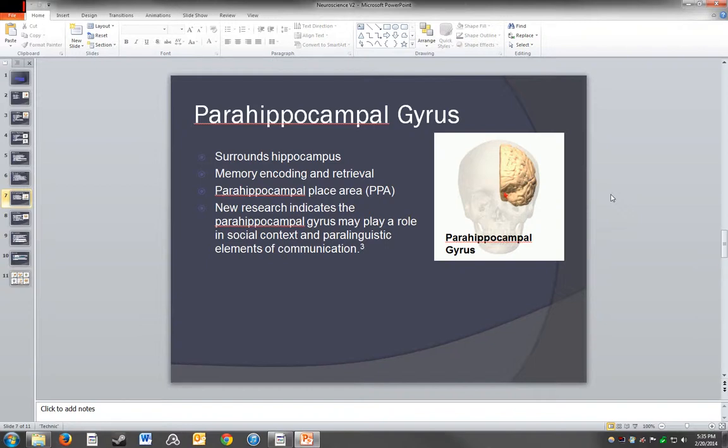It's located ventrally near the bottom of the temporal lobe. It's important for memory encoding and retrieval. It also contains what is called the parahippocampal place area, which sounds kind of funny, but it makes sense because it helps with scene recognition. So when you walk into your home or to school, the classroom, you know it's your home or the classroom or wherever you are. You recognize the scene.